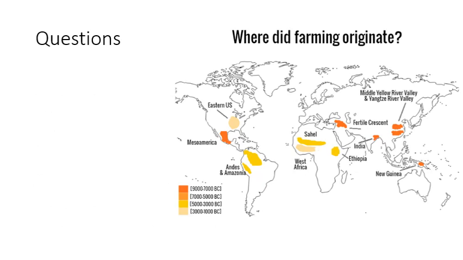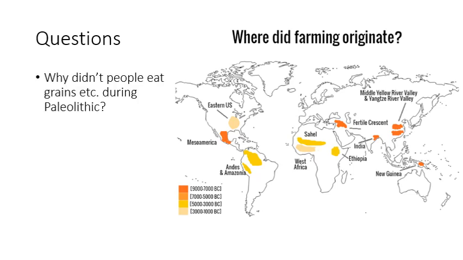There are a number of questions that we can ask as we begin to look into the origins of farming. Why did it emerge? Where did it emerge? And what was the ultimate impact? So let's take a look at a few of these. Number one, why didn't people eat grains during the Paleolithic? I think this is a good question, and it really forces us to look back on the environment and the subsistence strategies that were common during the Paleolithic. Is it the fact that Paleolithic people didn't like grains? We'll come to that in a minute.